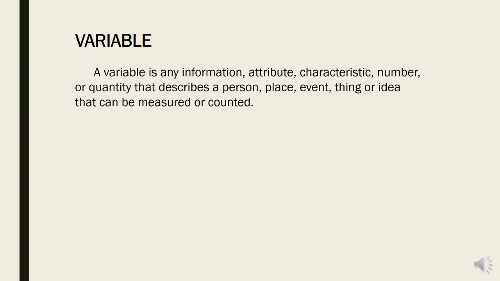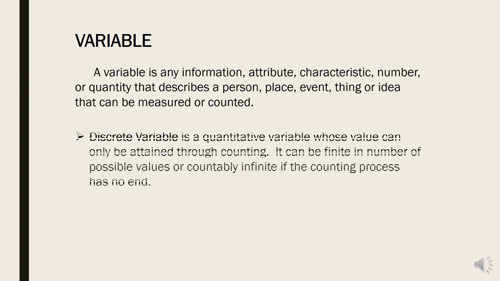A variable can be qualitative or quantitative. When we talk about quantitative, it is either discrete or continuous. Now, let us start by defining a discrete variable. A discrete variable is a quantitative variable whose value can only be attained through counting. It can be finite in number of possible values, or countably infinite if the counting process has no end.